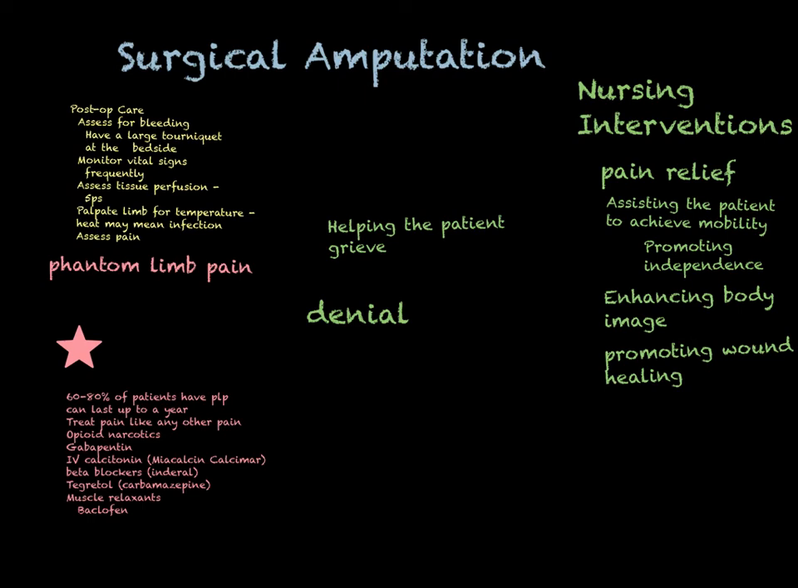Now, when they're told that they need to have an amputation, they might say no, and they might sort of not accept that. And so denial is the first stage of grief. And then following denial, you'll have anger.